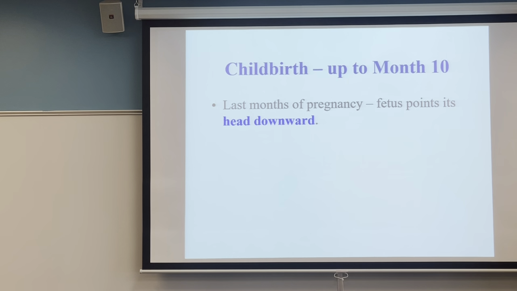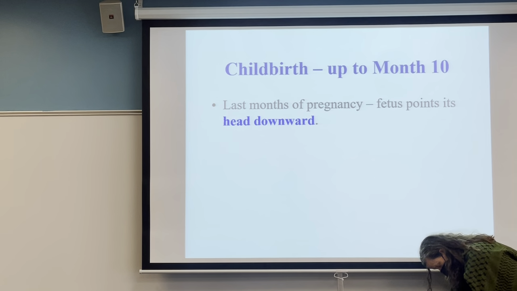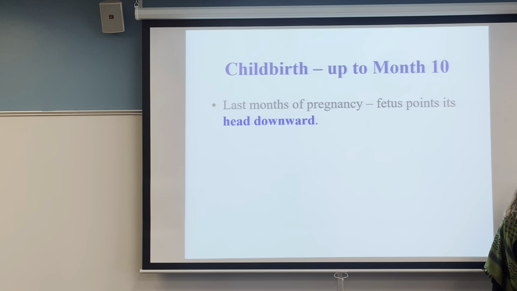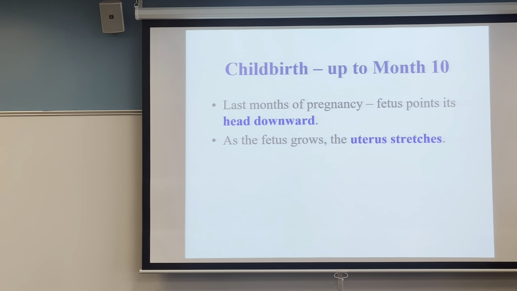So during childbirth, you really want them head down, because then it's like they're going down a tube and their arms just naturally get put to the side. So it's gotta be down. As the fetus grows, remember that the uterus is growing. The estrogen is saying, grow, uterus, get bigger.